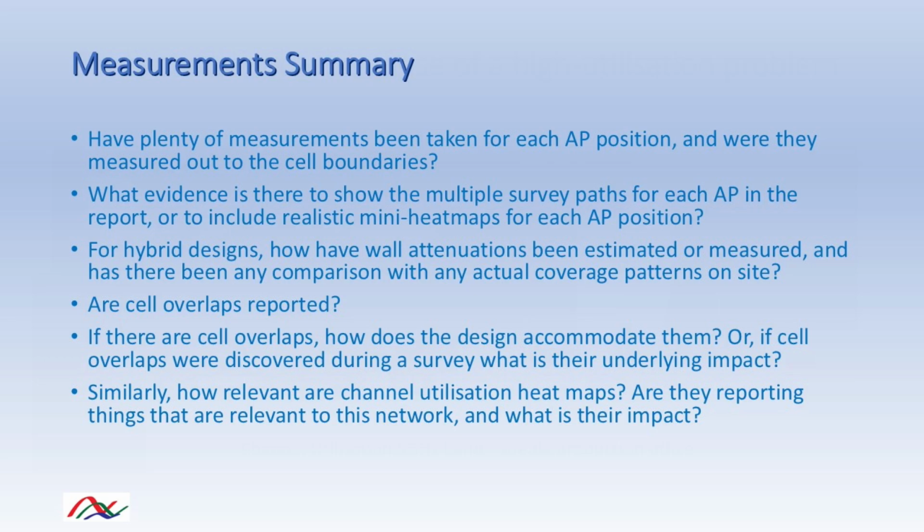If there are cell overlaps, how does the design accommodate them? Or if cell overlaps were discovered during a survey, what is their underlying impact? Similarly, how relevant are channel utilization heat maps? Are they reporting things that are relevant to this network, and what is their impact?